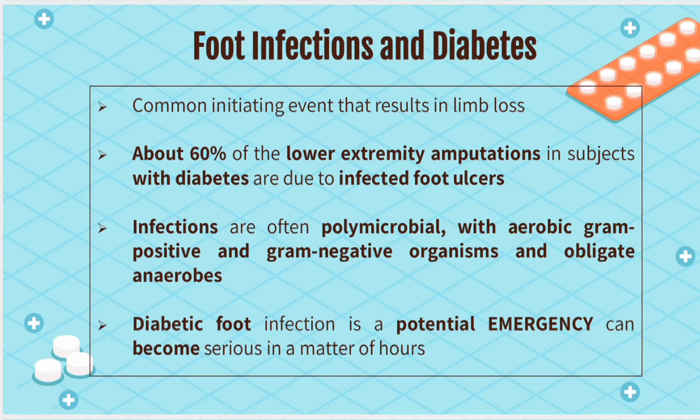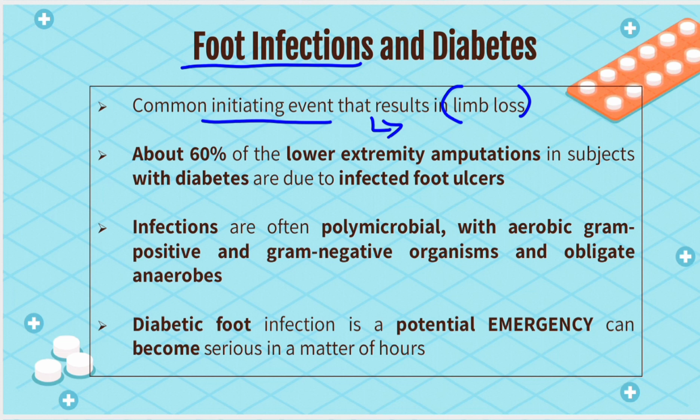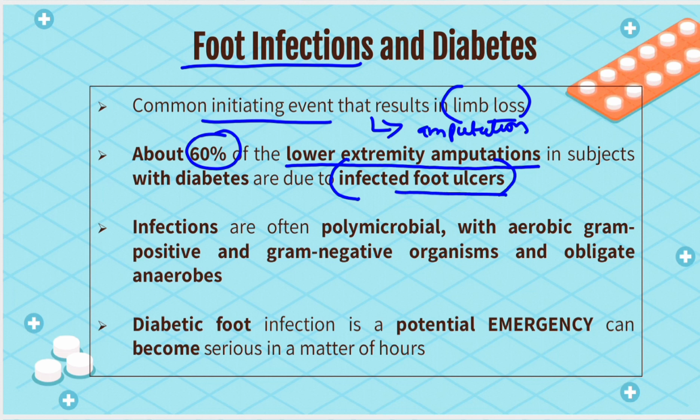If we are discussing the infections in any patient with diabetes, we must give emphasis to foot infections, which are a common initiating event that results in limb loss, and these foot infections are one of the leading non-traumatic causes of amputations in any patient with diabetes. About 60% of lower extremity amputations in any patient with diabetes are due to infection in the foot, also known as infected foot ulcers.